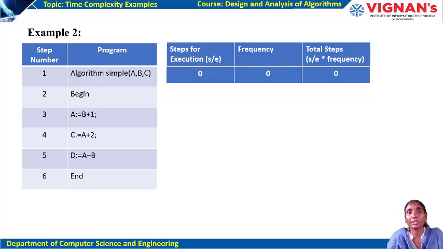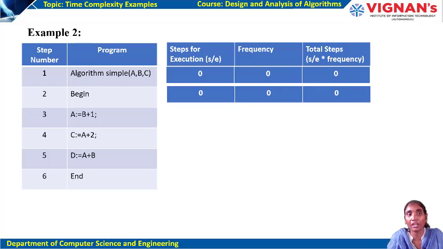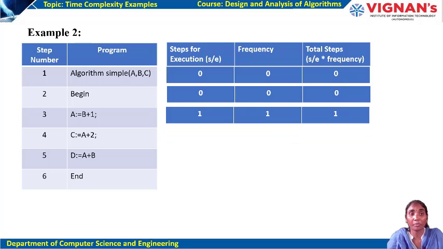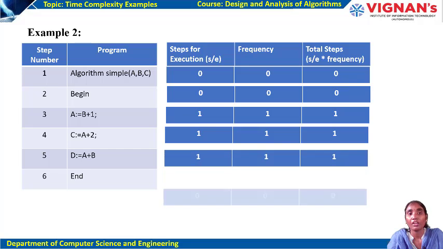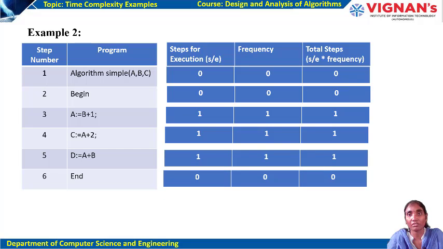The first statement is the name of the algorithm, so it will be ignored while calculating the time complexity, and the next one is also ignored. The next one is a computational statement, which has to be taken into consideration. S by E is 1 and the frequency is also 1, so 1 into 1 gives a total of 1 step. The next statement is also a computational statement, so it will also be 1. In the same manner, our fifth statement is also executable and its frequency is also 1.